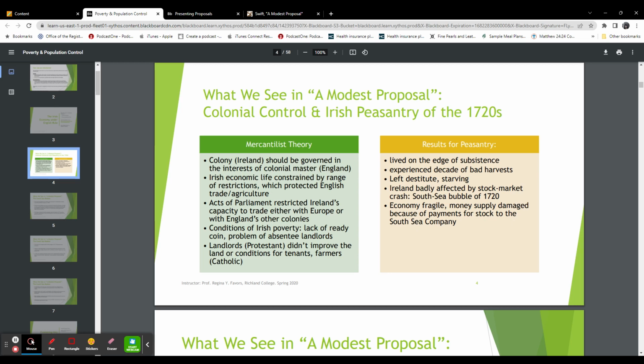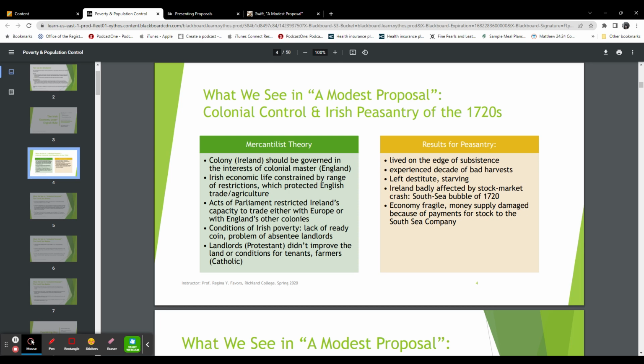Then there's conditions of Irish poverty, and then landlords who don't even live in the country expecting a country and its citizens to still be able to pay their rent. And so these are people who are living on the edge of subsistence. They are left destitute, and they are badly affected by the stock market crash, which leaves them economically fragile, money supply damaged, and all of this is due also to overconfidence with the South Sea Company.